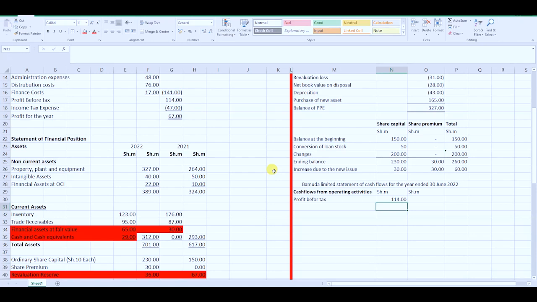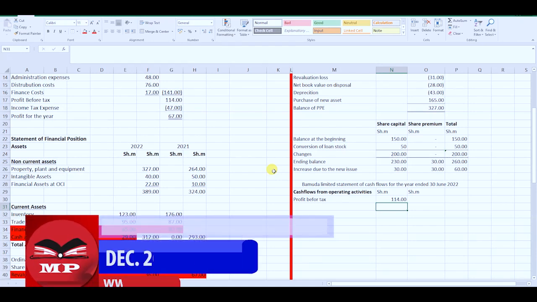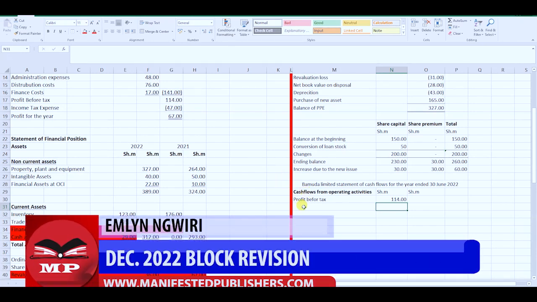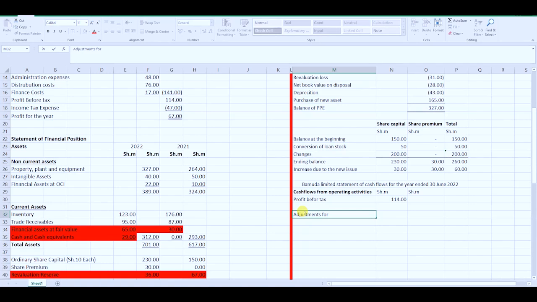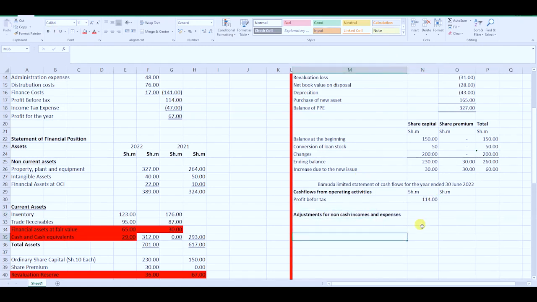Then we proceed on to do the adjustments for non-cash incomes and expenses. Cash incomes and expenses. So bold like that, and we double click over here so that now at least we can be able to list the items right over here.